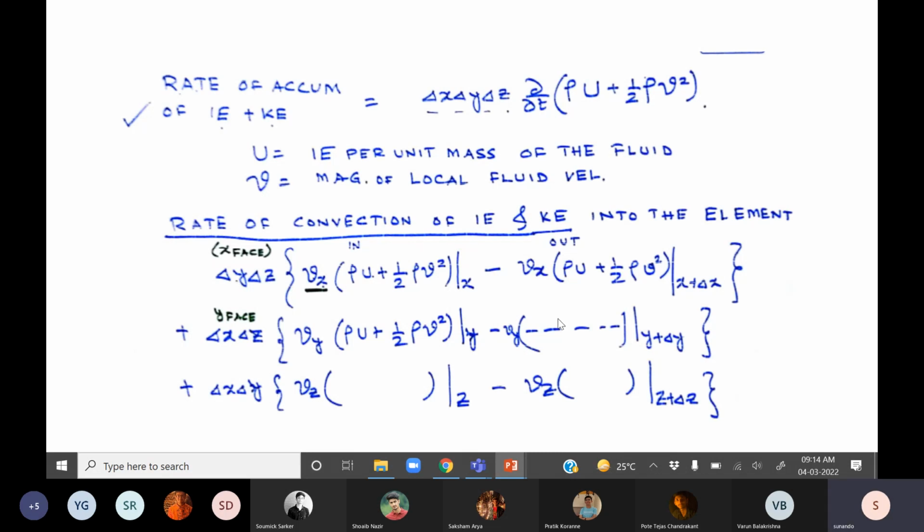So the sum of these 6 terms gives us the amount of energy which is coming into the elemental volume del x, del y, del z by convection. And once again, the appearance of Vx, Vy, or Vz explicitly in these terms would signify that they are associated.